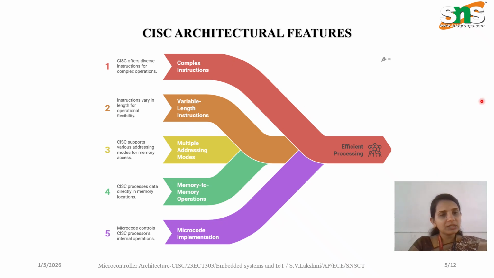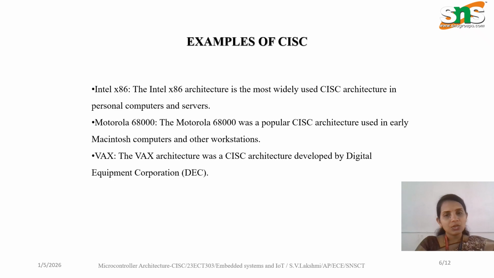So the features, as discussed: complex instructions, variable length instructions, multiple addressing modes, memory to memory operation, and microcode implementation. So these are the architectural features of CISC. Examples of CISC: we have Intel x86, which uses CISC architecture in personal computers and servers. Motorola and VAX architectures were also developed using CISC architecture.